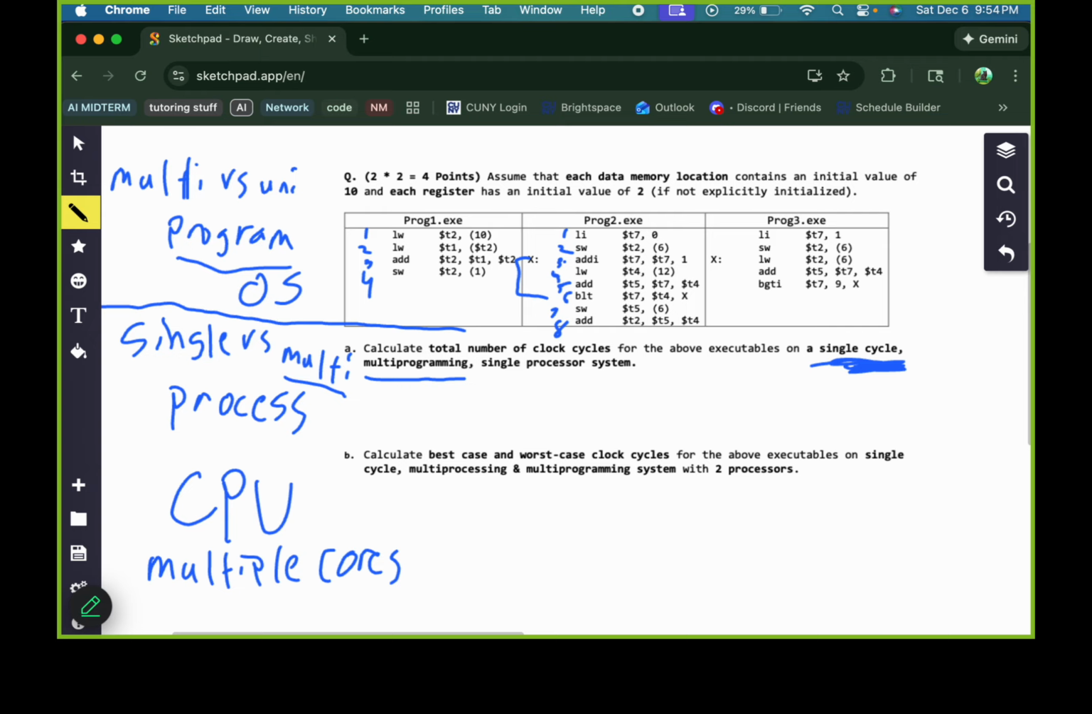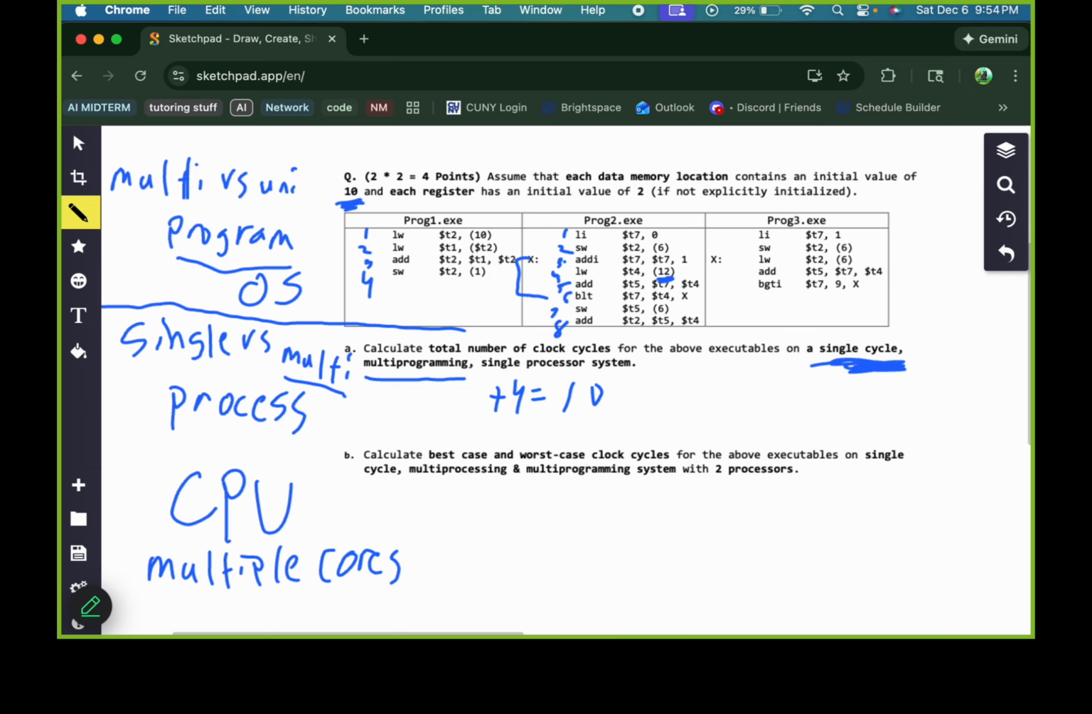Okay, T4 has the value 12 in it, right? And each memory address contains 10, right? So that means load word T4 has a value of 10 in it, right? It has mem address 12, and that just defaults to 10. Okay? And we're going to take that and branch if T7 is less than T4.